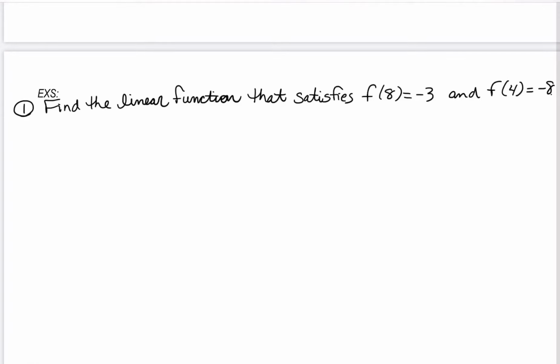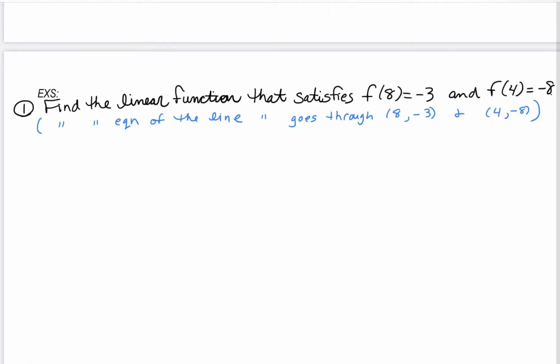So number one, find the linear function. What we have to realize is this is the same thing as saying find the equation of the line. So when we see find the linear function, find the equation of the line that satisfies, that would have been like saying the equation of the line that goes through f of 8 equals -3. That's the ordered pair (8, -3). And f of 4 equals -8. That would be the ordered pair (4, -8).